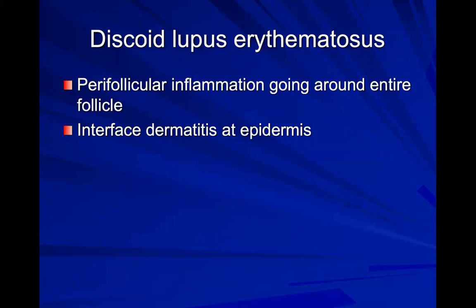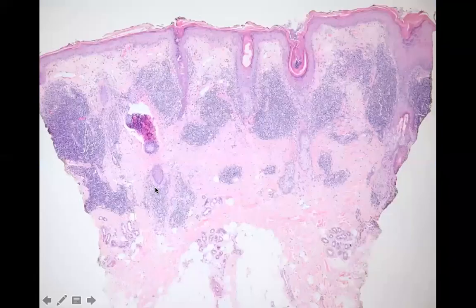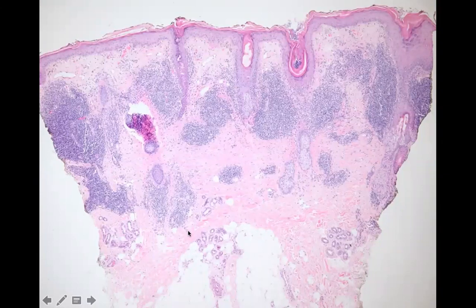So how does discoid lupus erythematosus look different? Obviously there's a fair amount of overlap and these are on the differential for each other. But one thing that I like to see is that the perifollicular inflammation goes around the entire follicle. It's not confined to the upper third the way LPP is. And you might have some interface at the epidermis that looks more striking for a collagen vascular disease than, say, lichen planus.